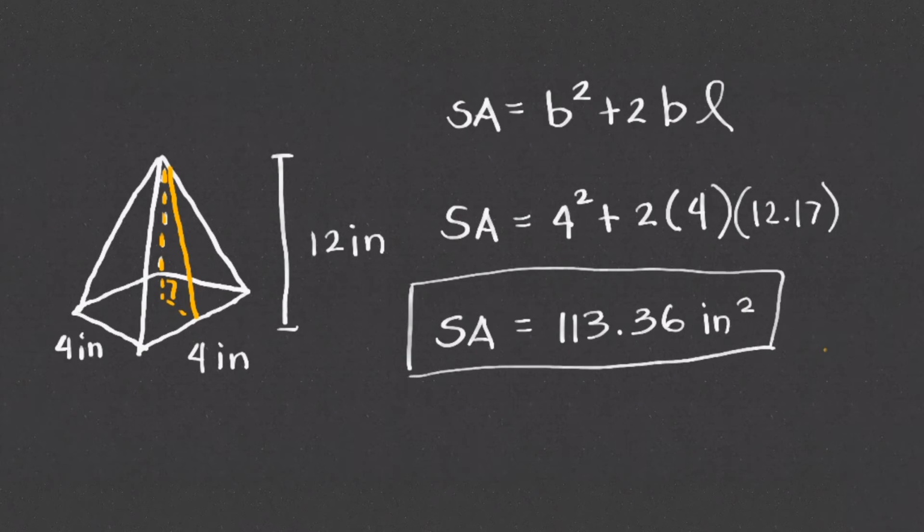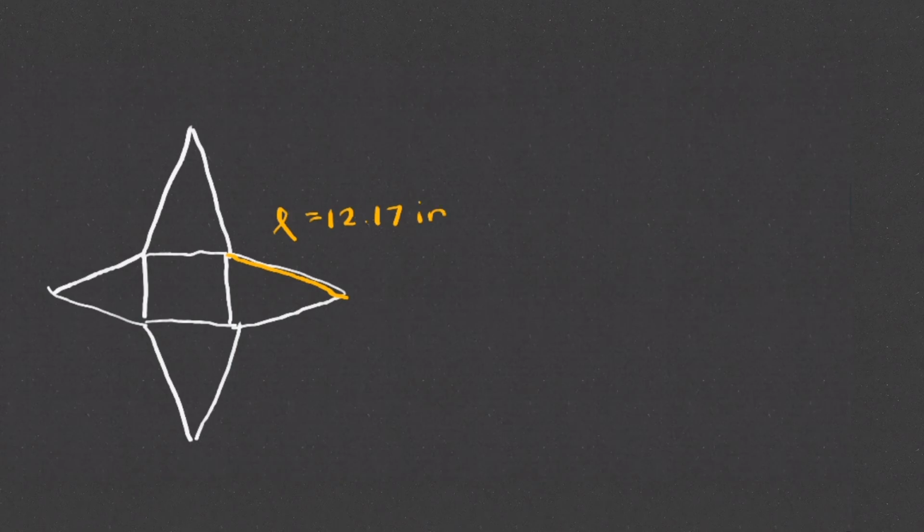Now, let us solve for the lateral area of the pyramid. The lateral area is what you get when you unfold the pyramid. For example, I have scissors and I cut through the edges, and this will be the outcome. To further understand this, this is the slant height of the pyramid, which measures 12.17 inches. And this is the base, which measures 4 inches.